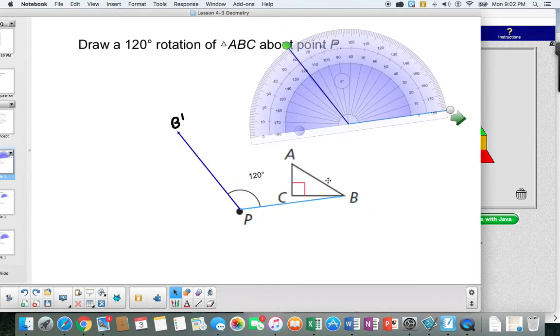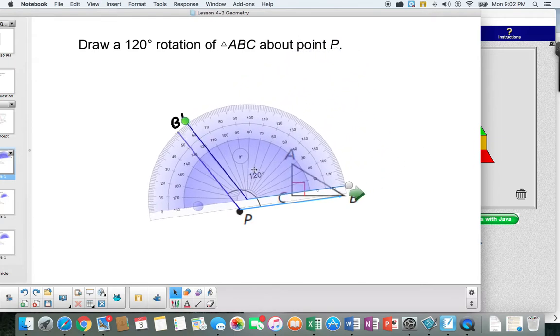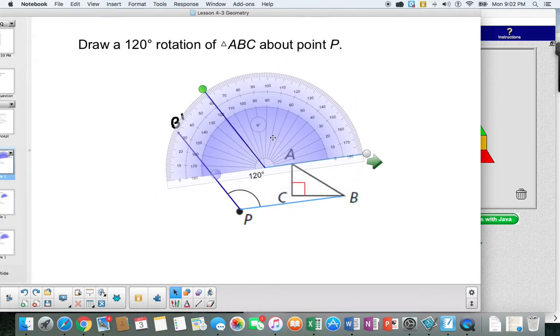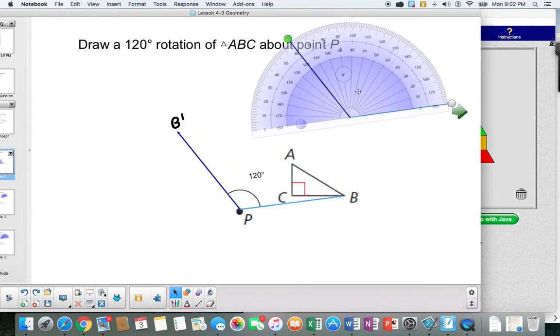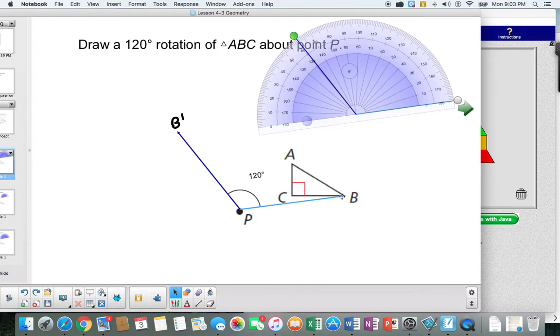All right, let's take a look at finding the image from the pre-image. Here's B, and here's the center of rotation. I'm going to take a protractor, and the protractor already has 120 degrees measured in here. And I'm going to take B and rotate it over here. Remember, this length PB and PB prime are exactly the same, and I've rotated 120 degrees, and this is the pre-image, this is the image.